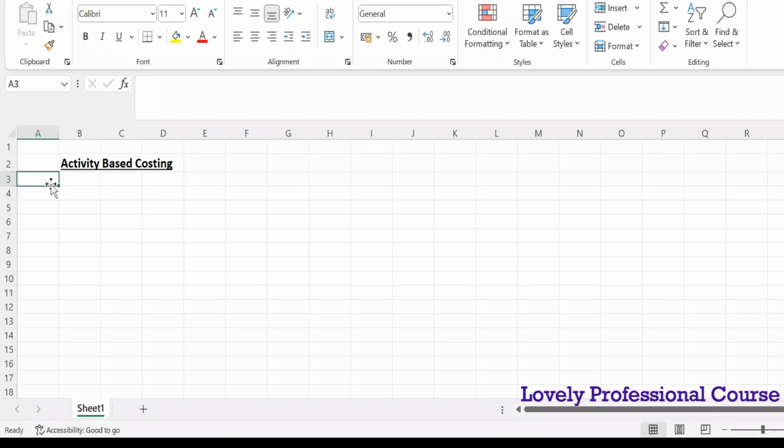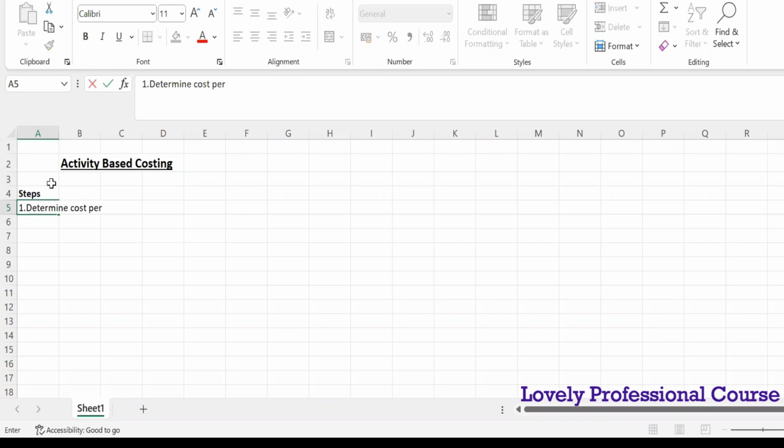Now, in activity-based costing, we can go over the steps that let us compute or handle a question wherever it comes from. I am assuring you that you can do it. Step number 1: determine the cost per activity. This will be our first step when we are computing.